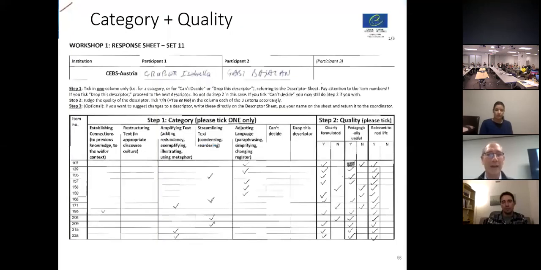So the form which they had looked like this, which you may recognize. Here, this was 5 mediation strategies that they were asked. And for each descriptor, they had to say which category it belonged to, which is the tick. And then step 2 over on the right is the evaluation. Is it clearly formulated? Is it pedagogically useful? And is it relevant to real life?